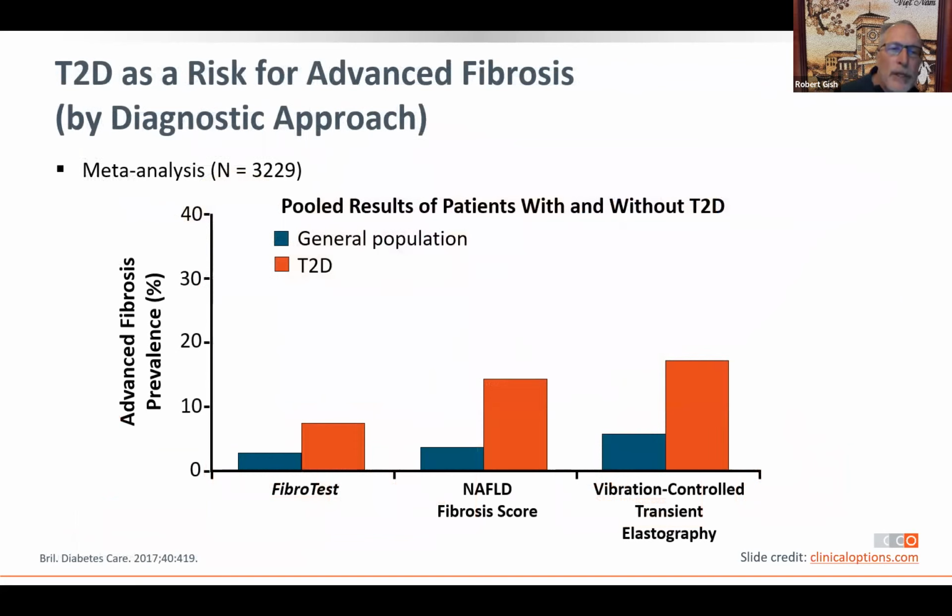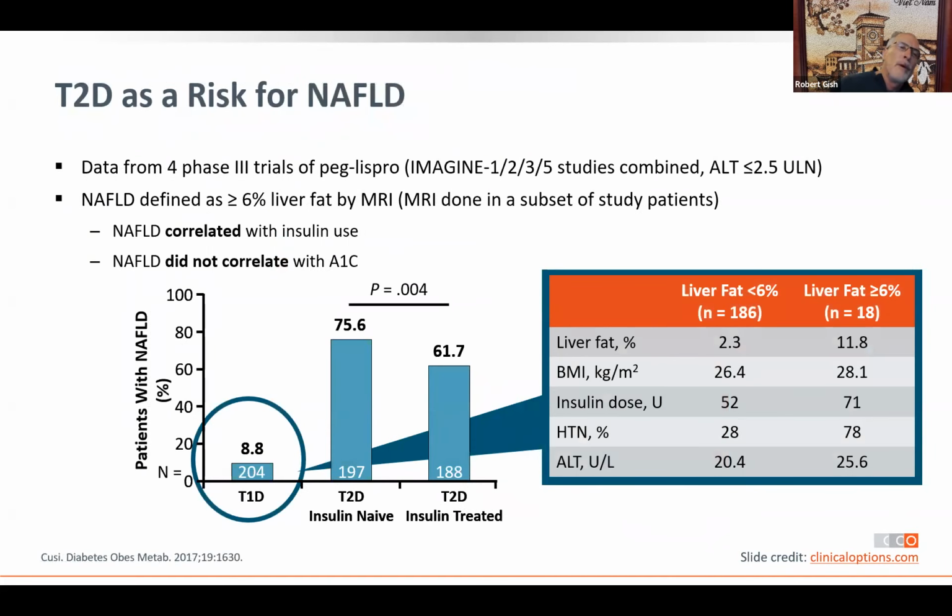Type 2 diabetes is a risk for advanced fibrosis by FibroTest, which is a blood test, MAFLD score, which is an online calculator, and VCTE. So we can take a look at that in the type 2 diabetes. Advanced fibrosis is found in over 1 in 5 diabetic patients, a serious risk factor.